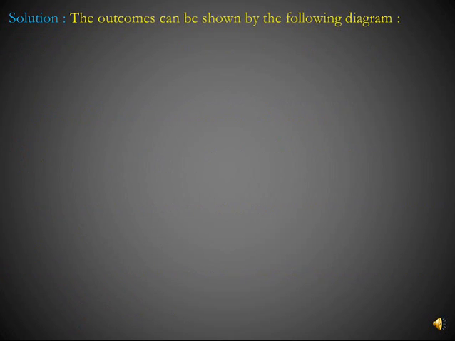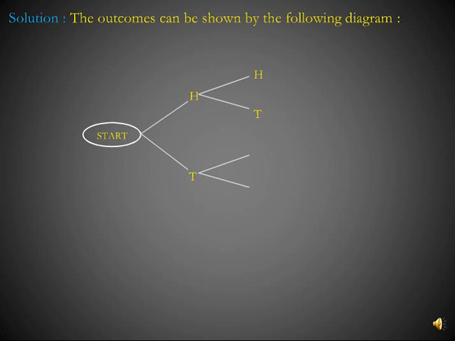The outcomes of 3 tosses of a coin can be shown by the following diagram. Start from here. If we do our first toss, we can get 2 events, head or tail. And on getting head and further tossing, we may get a head or tail. And if in our first toss we got tail, then also we have 2 outcomes in second toss, either head or tail. Then in case of third one, we may have head or tail after head, or we may have head or tail after tail.